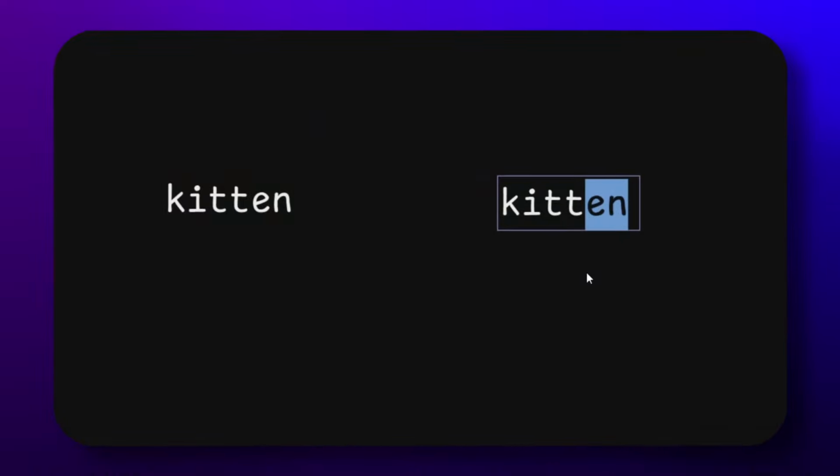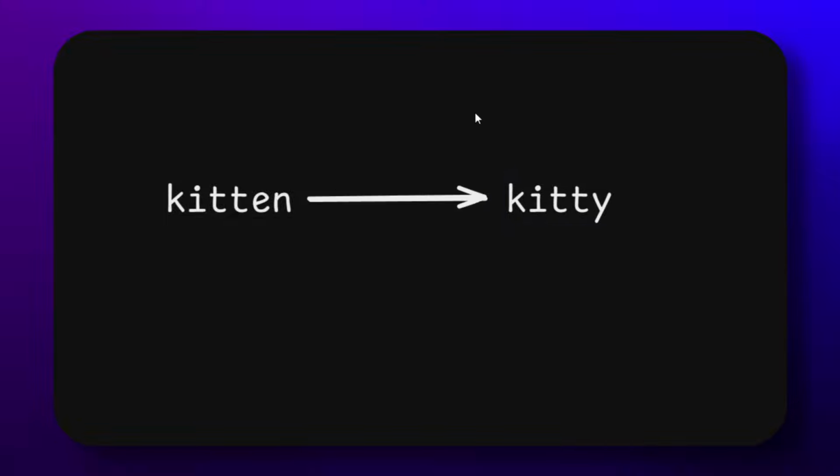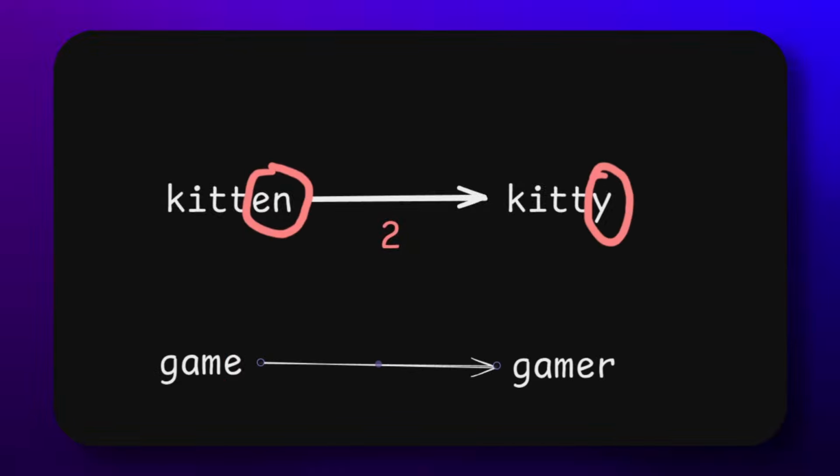For example, we have two similar words, kitten and kitty. Now the Levenshtein Distance measures characters that are different in word A than in word B. The result of this distance is 2 because two characters are different when comparing word A and word B. The same for the words game and gamer. The distance between these two words is 1 because there is only one character different. So now you know what it is.